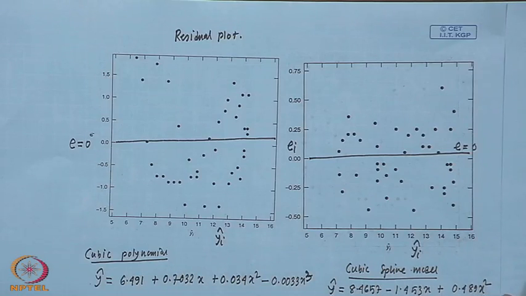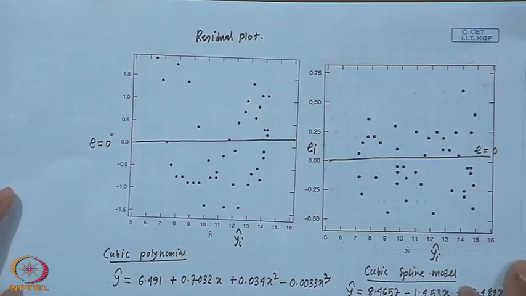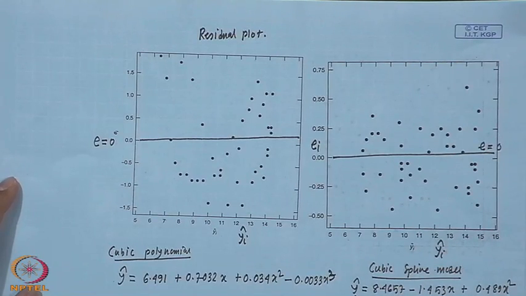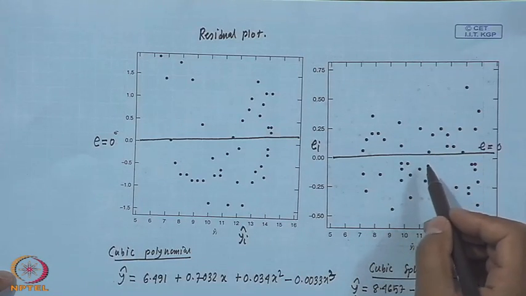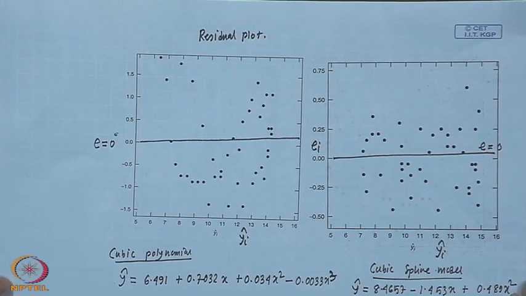This indicates that the data behaves differently in different segments. That is why the cubic spline model provides a better result than the cubic polynomial fit.